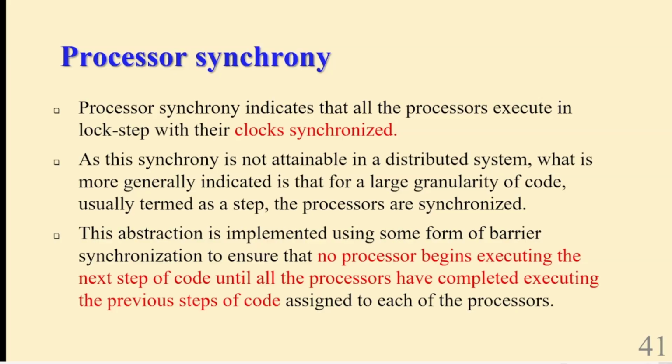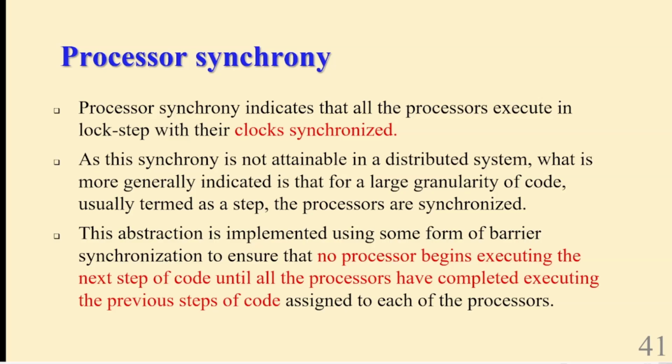But practically thinking, is this possible? No, because we have already learned distributed systems do not have a common clock, right? They have different processors. They have different speeds. So perfect synchronization is not possible. It is impossible. Then what do distributed systems do? Instead of synchronizing every instruction, they synchronize large blocks of work called steps.